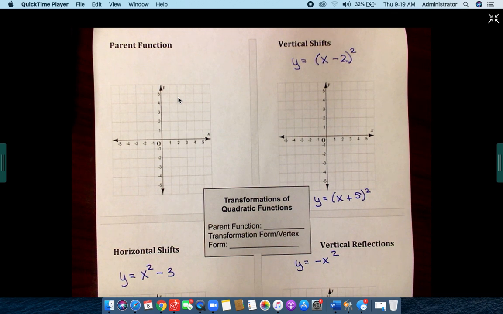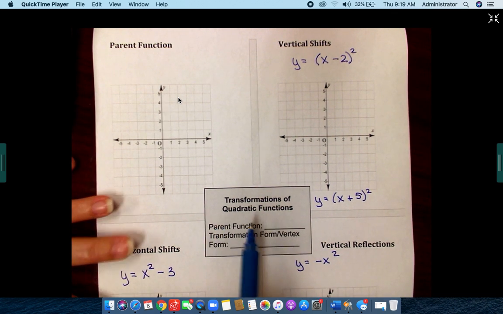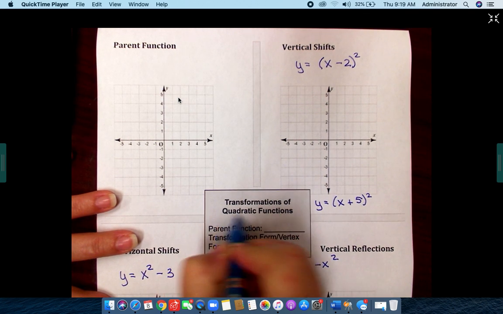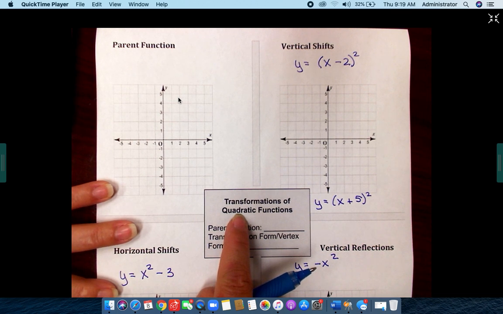Hi, in this lesson we will be teaching transformations of quadratic functions. So remember we've already studied quadratic functions. We've studied standard form, vertex form, and factored form of quadratic functions. We know that quadratic functions graph as a parabola.